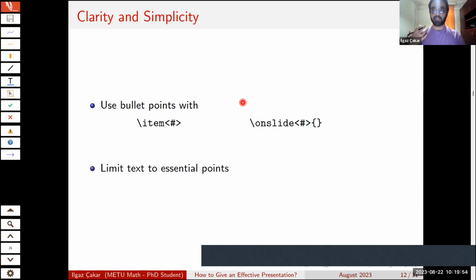Try to limit your texts to essential points. I mean, I can just use this. I can just say this and end my presentation, okay? Try to use text as little as possible, please. We are here to listen to you talking. We are not here to read what you write, okay? We are here to listen to you. So you should be talking. We shouldn't be reading, but listening. So try not to write anything unnecessary.